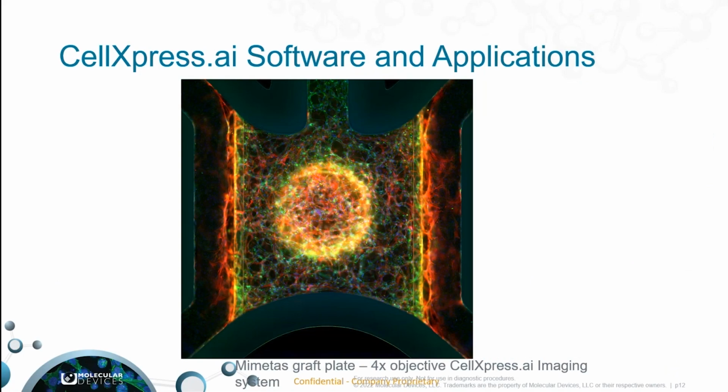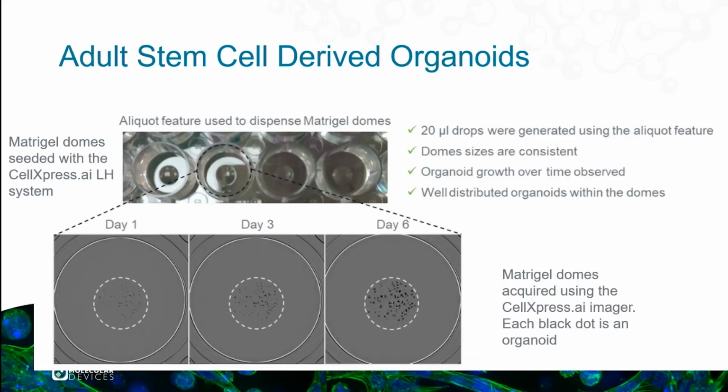Now we'll move more into the applications of the CellXpress.ai system. As Dr. Sharenko already mentioned, the system is able to handle Matrigel and to create or generate adult stem cell derived organoid domes. And how this looks can be seen here in this image. And the built-in imaging system is able to follow the organoid growth over time. And every little dot here is an intestinal organoid.